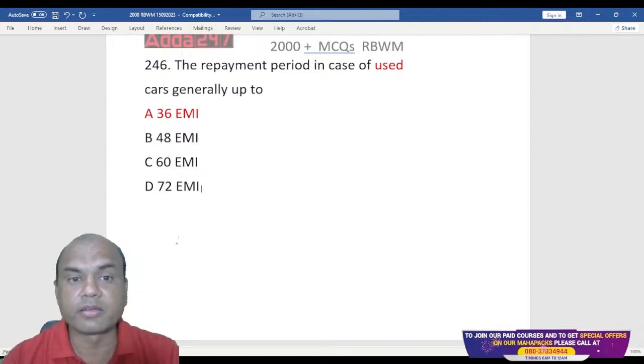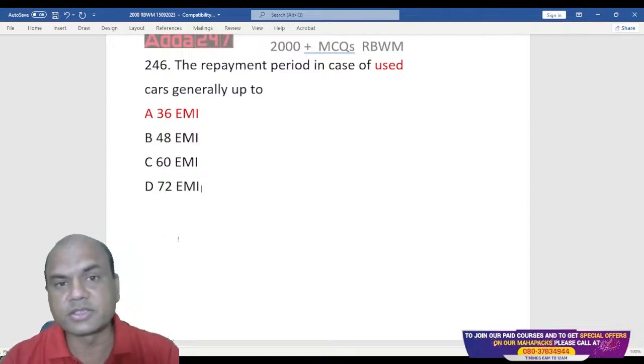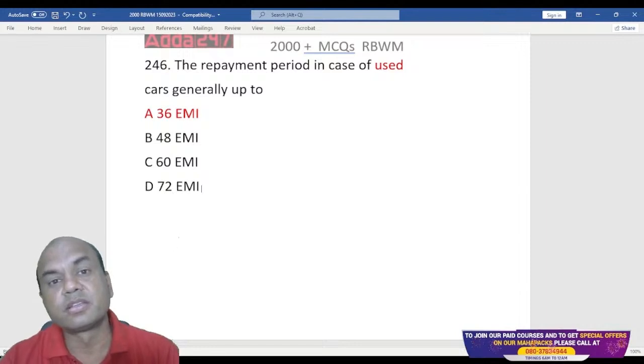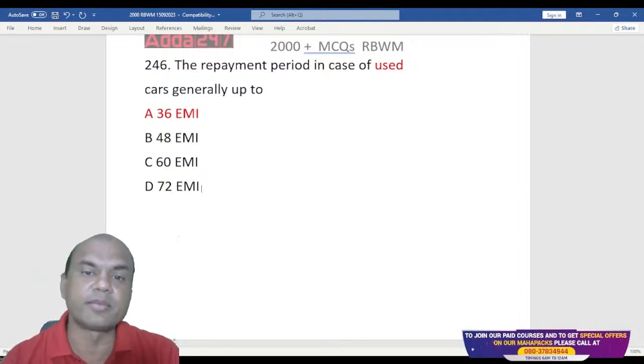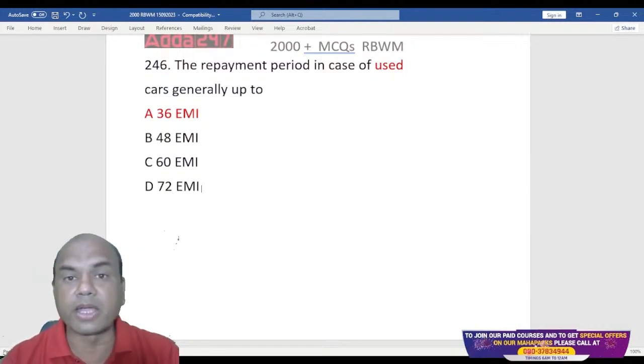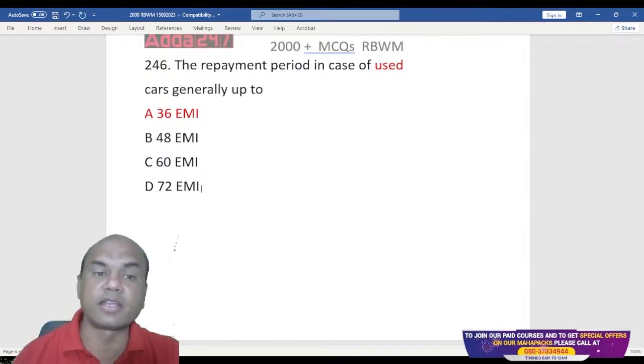Scooter, bikes, okay? It is 3 years, correct? 36 EMI. Scooter, bike, two-wheeler, anything. It is 3 years, okay? 36 EMI.